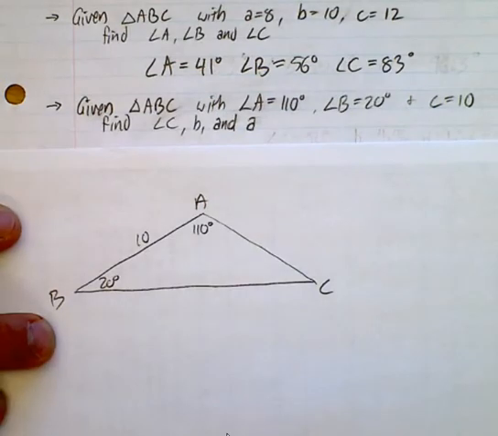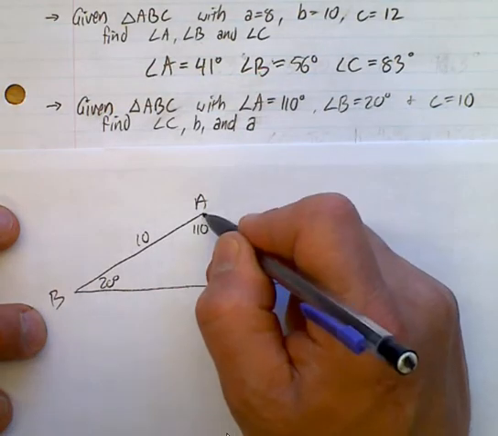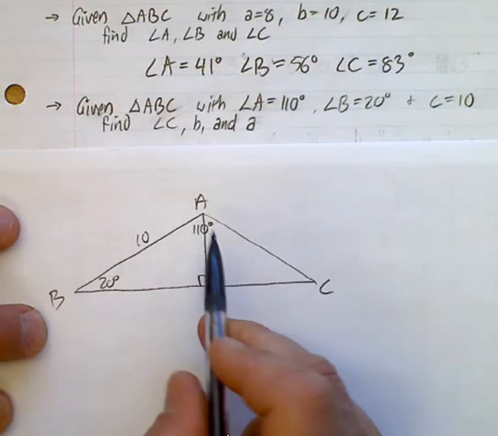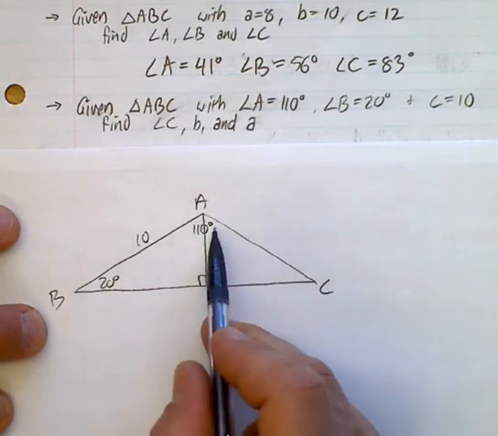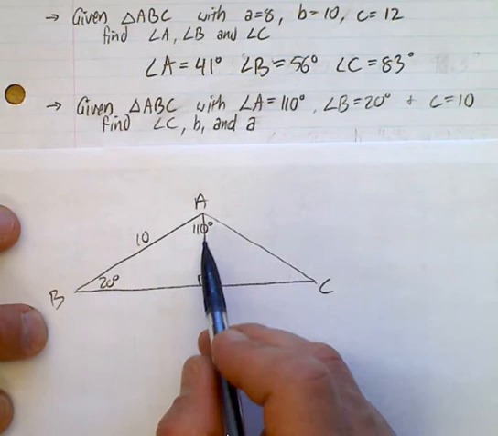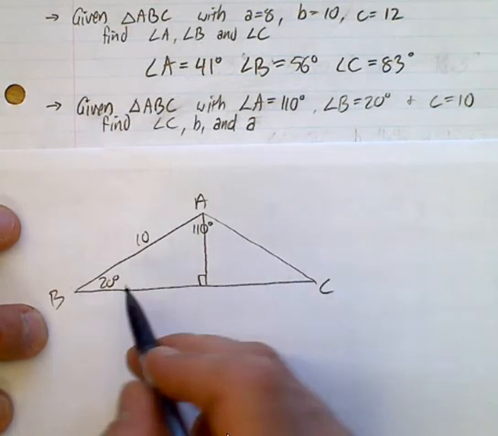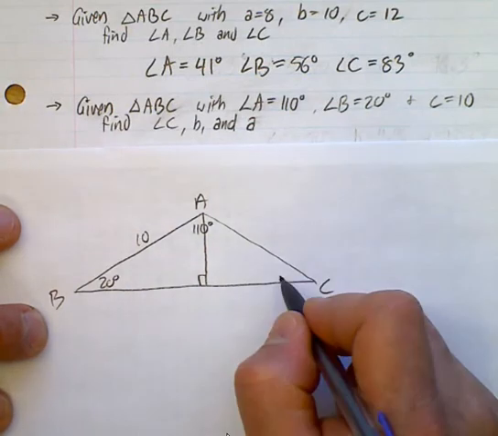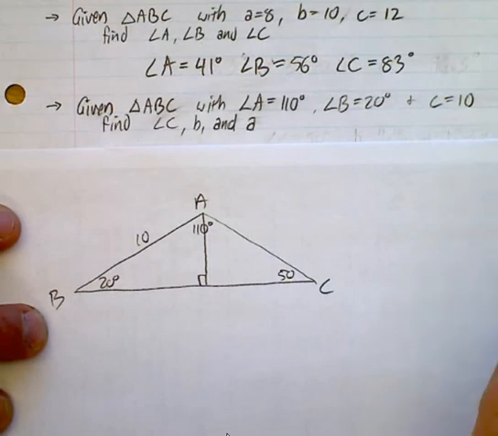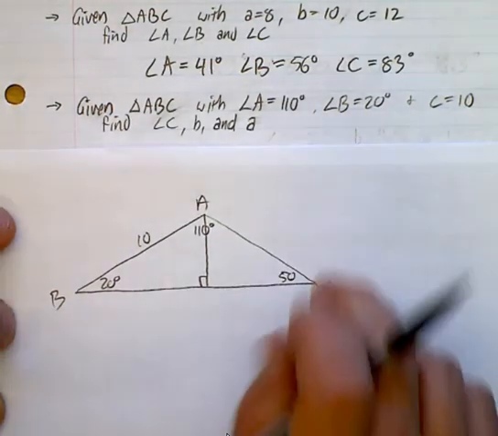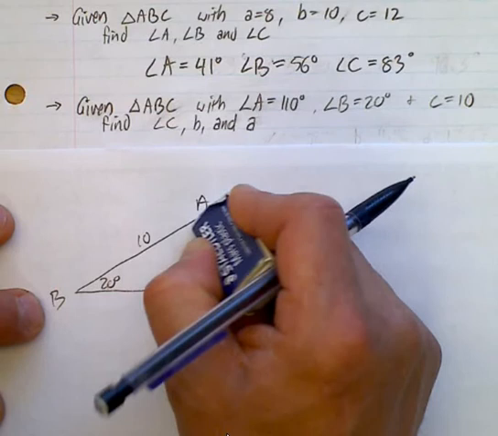Okay, now there's a lot of information here. If we were going to draw our line down here, it breaks this angle up into two pieces. Now I don't know that angle. Can I find this angle? Well, we know that all three add up to 180. 20 and 110 is 130. I got 50 degrees here. And now all of a sudden it becomes relatively easy to do. I don't need this angle up here, really, right?